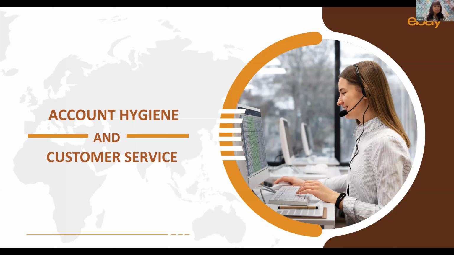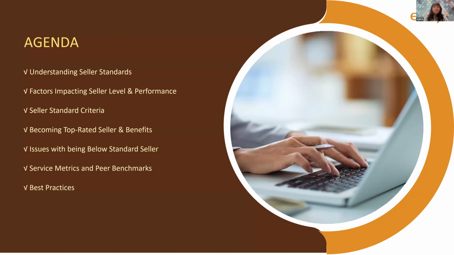The topic for today's webinar is account hygiene and customer service, which focuses on how seller levels and performance standards help you track your performance and let buyers shop with confidence. Our webinar agenda is as follows: understanding seller levels, factors impacting seller level and performance, seller standard criteria, becoming top rated seller and benefits, issues with being below standard seller, service metrics and peer benchmarks, and the best practices.